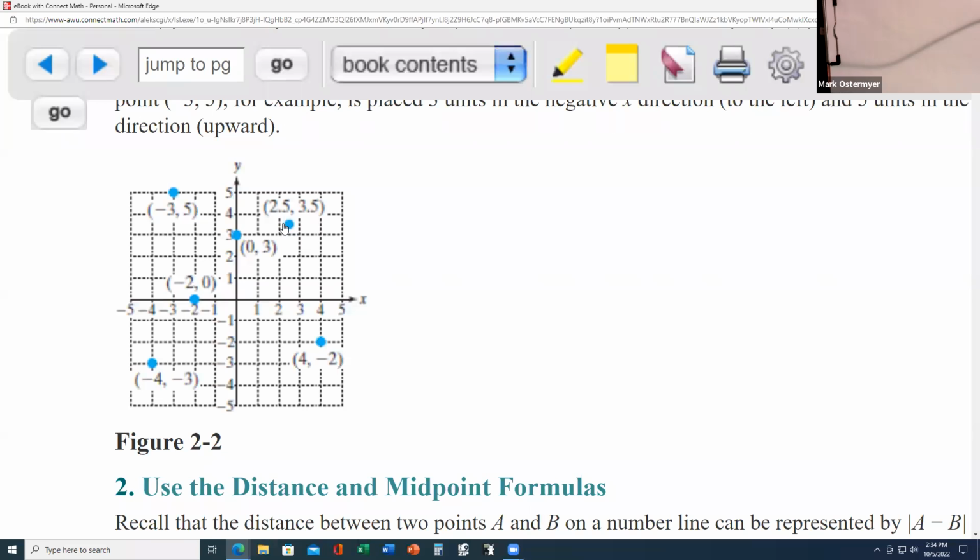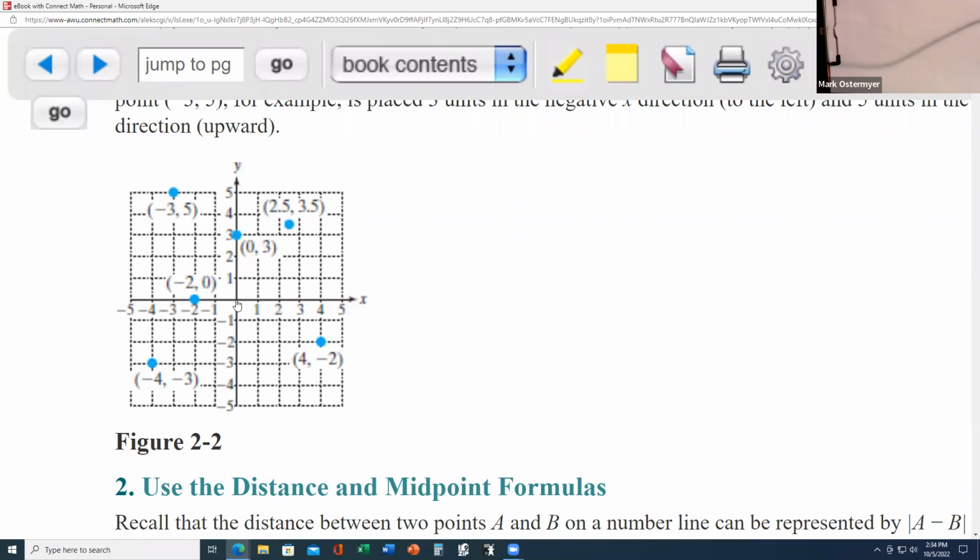To plot the point (2.5, 3.5), we start at the origin, move 2.5 to the right on the x-axis, and then we move up 3.5 parallel to the y-axis: 1, 2, 3.5. There would be the point there. This is the point (-4, -3) in the 3rd quadrant here. We start at the origin, move 4 units to the left on the x-axis because the x-coordinate is -4, and then we move down 3 units parallel to the y-axis: -1, -2, -3, because that's the y-coordinate, and that would be the point (-4, -3) in the 3rd quadrant.